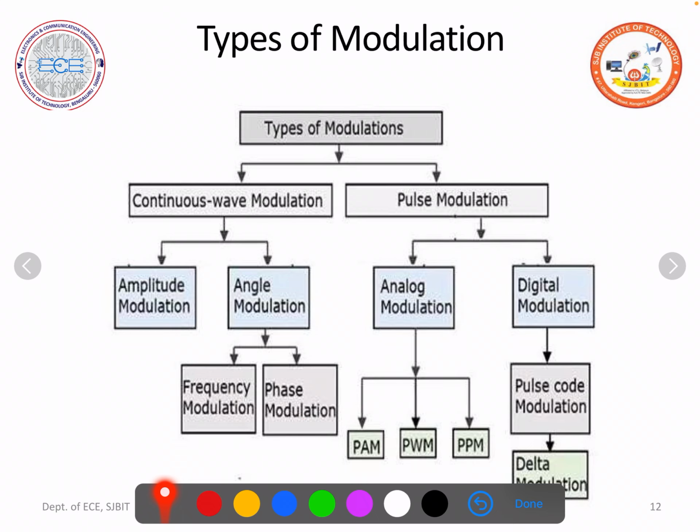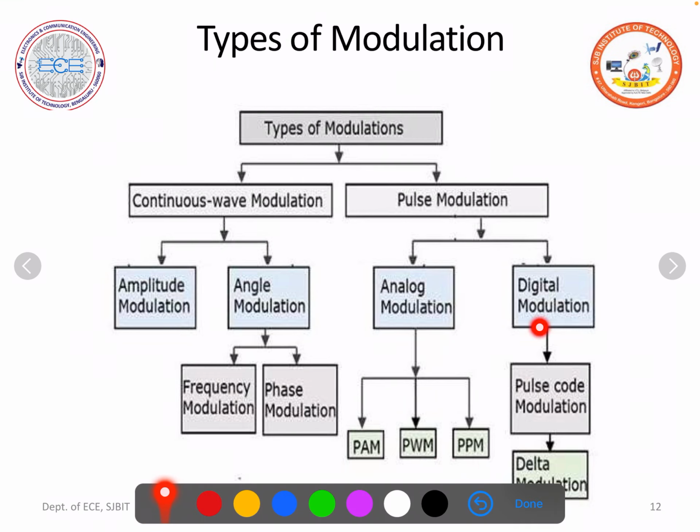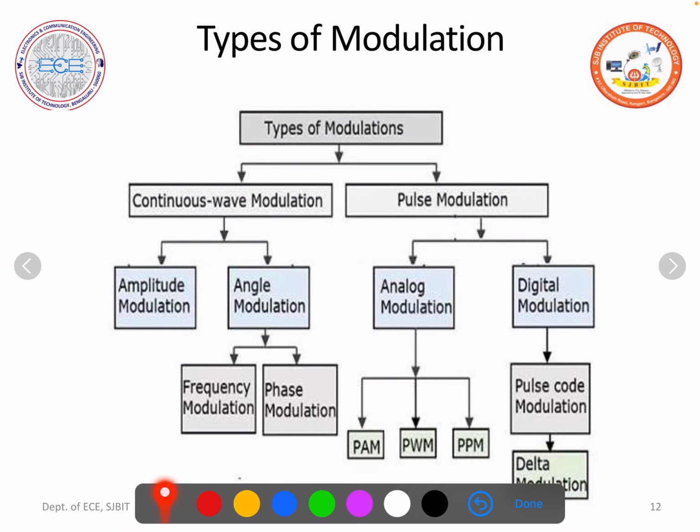Coming to the second category of modulation, that is pulse modulation. Here we can broadly classify this as analog modulation and digital modulation. Coming to the analog modulation techniques, it is classified as PAM, pulse amplitude modulation, pulse width modulation, and PPM. Next, in the digital modulation technique, we have pulse code modulation, PCM. In that, we can understand what is delta modulation. So, in brief, these are the modulation types available, and these are the categories.